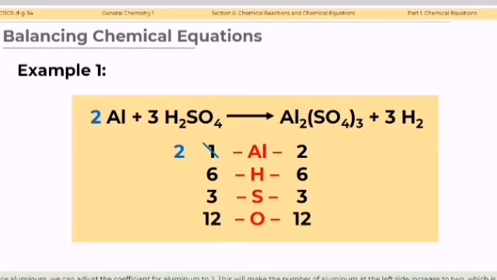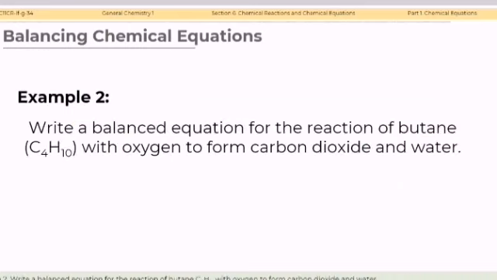To balance aluminum, we can adjust the coefficient of aluminum to 2. This will make the number of aluminum atoms on the left side increase to 2, which is the same as on the right side. Now, we can see the equation is already balanced. Congratulations! You did a great job. So now let's proceed to example number 2.